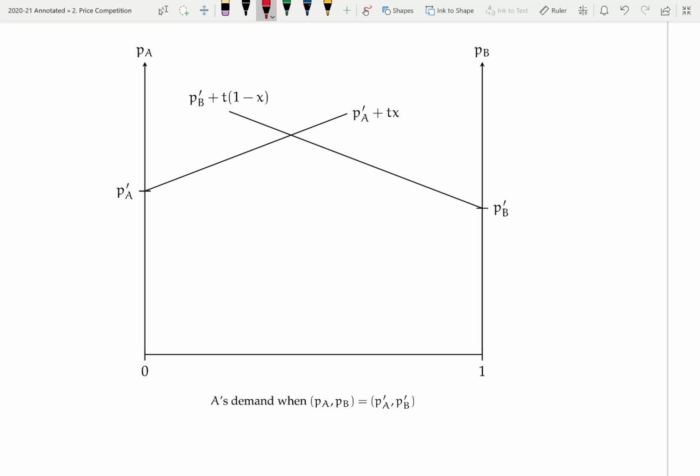We are always going to assume that the consumer buys either from A or from B, so their demands sum to 1. So at these prices, PA dash and PB dash, we can work out what is the delivered cost for each consumer. So in this line here, I have the delivered cost for a consumer buying from A. If the consumer has X equals 0, so they're positioned at 0, then the delivered cost is just the price PA dash. Whereas if they live further away, they also incur the transport cost T times X, and this just gives us a straight line of slope T.